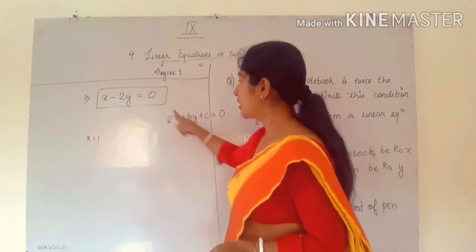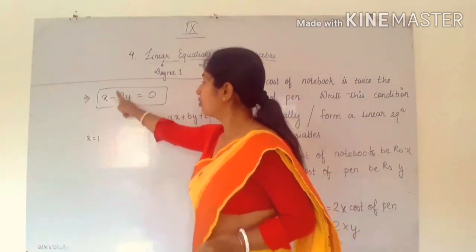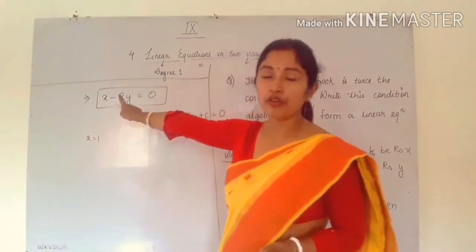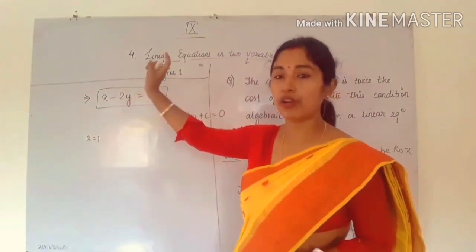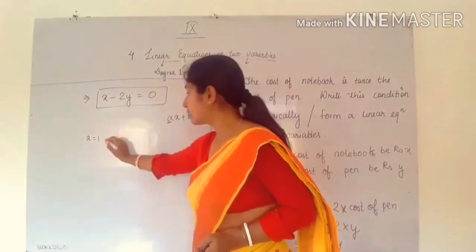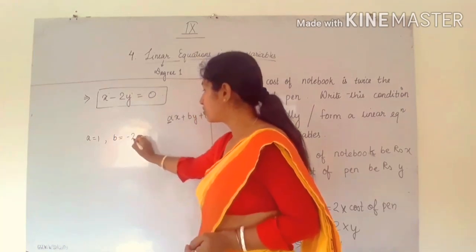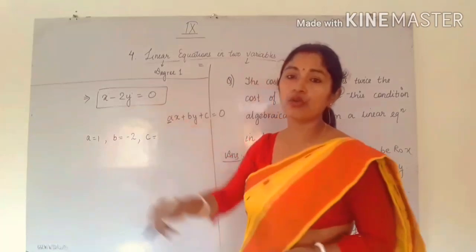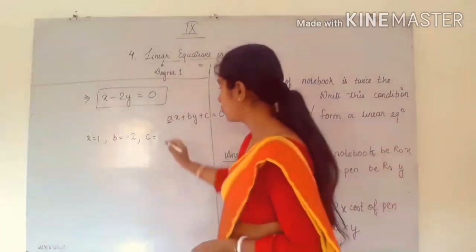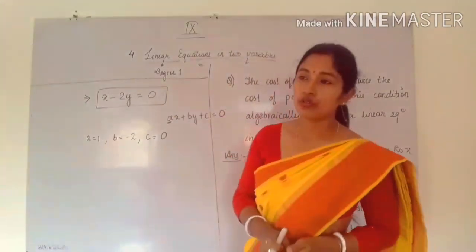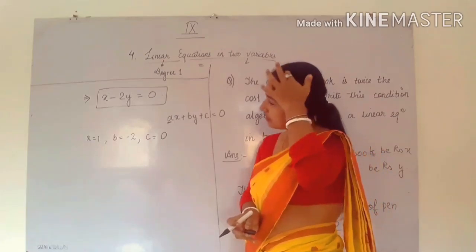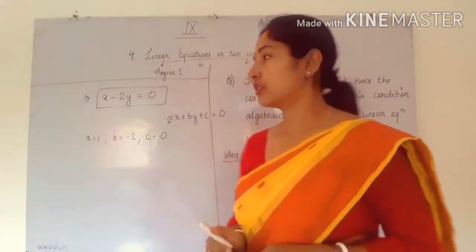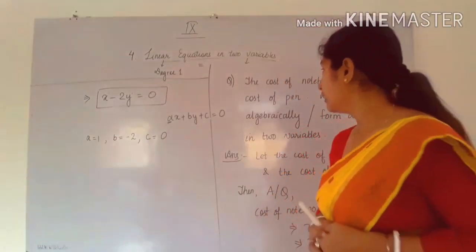Next is the coefficient of y. So y is multiplied with what? Minus 2. You have to see the symbol also. Already you know, we have done these things before in polynomials also. So the value of b will be minus 2, and c, as there is nothing here, no constant term is there, so we write 0. So these are the values of a, b and c we can find from the linear equation in two variables.